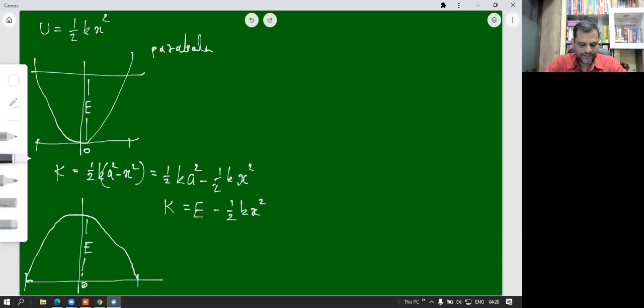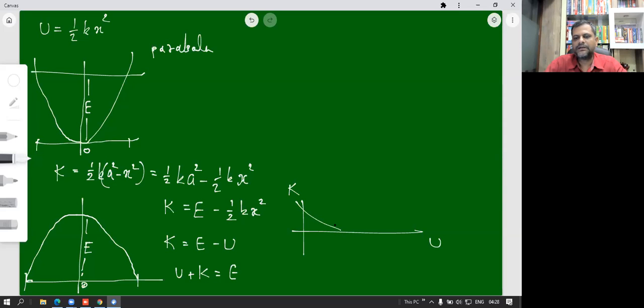And even we can also express it in terms of U here. ये जो इक्वेशन है इसको हम K is equal to E minus U या तो फिर U plus K is equal to E ऐसा भी लिख सकते हैं. And because of that, if we try to draw the graph between K and U, then it will be a straight line which is decreasing like this. ठीक है, because both of them add up to E. So this type of graph will be obtained here in this way.